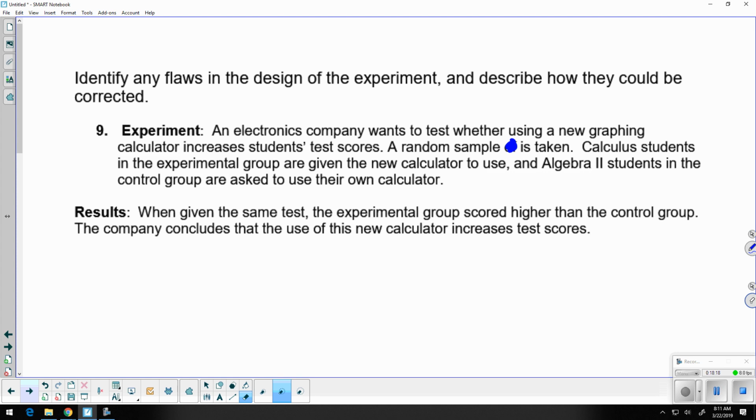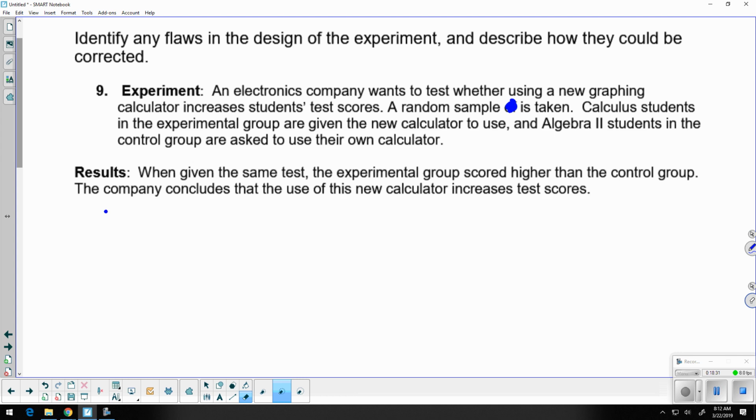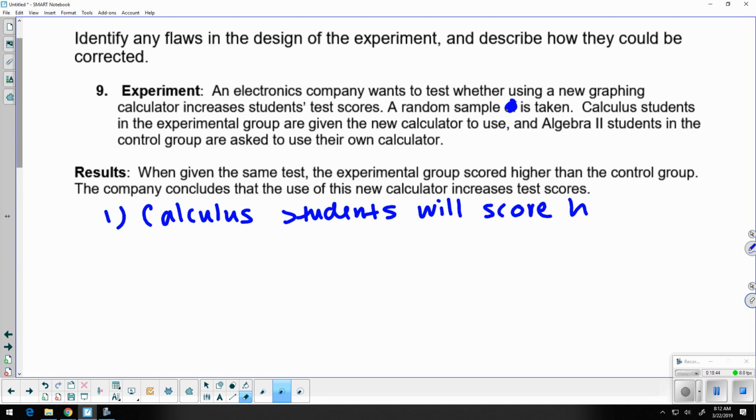So what's wrong with this? Well, calculus students are going to obviously score higher than algebra 2 given the same test. So it doesn't really even matter what type of calculator they're using regardless. To me, that's what's wrong with it. Calculus students, just because they have a higher math background, will score higher than algebra 2 students given the same test.